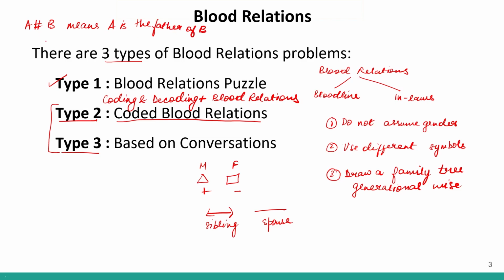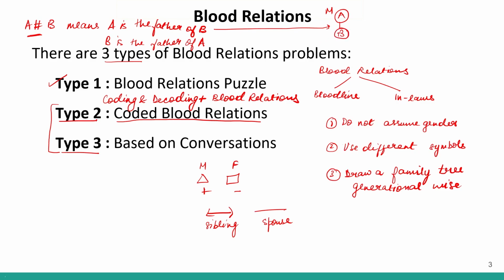So this is simple coded blood relations. This symbol is being used to code this relationship between A and B. Now pay attention whenever you see something like this. In this particular question, we have A is the father of B. If it is written B is the father of A, both of them actually have different meanings, different derivations. If A is the father of B, we will write it like this: A is male and father of B.